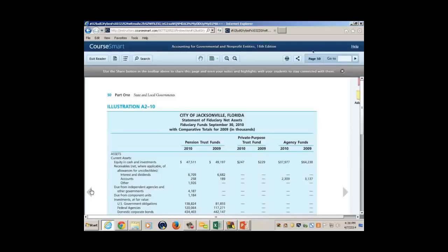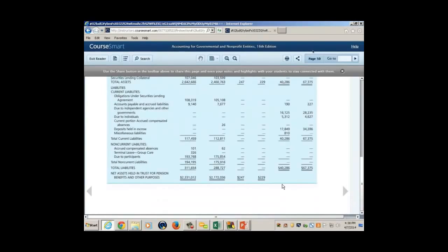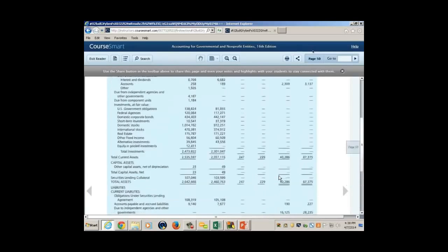One quick thing which I wanted to go over was the financial statements of fiduciary funds. These are statements from Chapter 2, and you see the pension trust funds, the private purpose trust funds, and the agency funds. What I'd like you to do is go to the very end. Any net position for agency funds? None. You notice that there is no net position. As we said, assets equal liabilities.